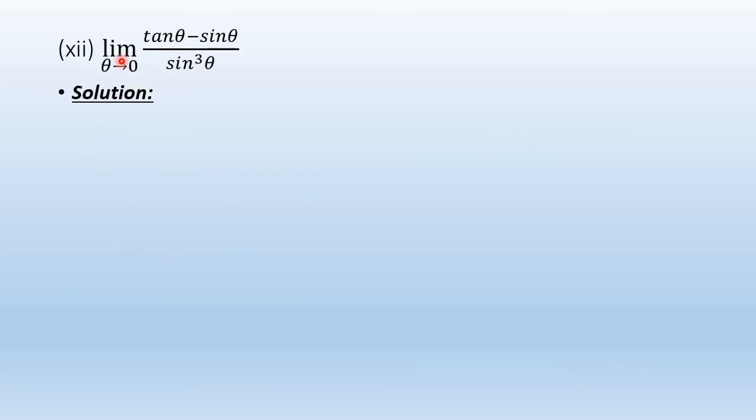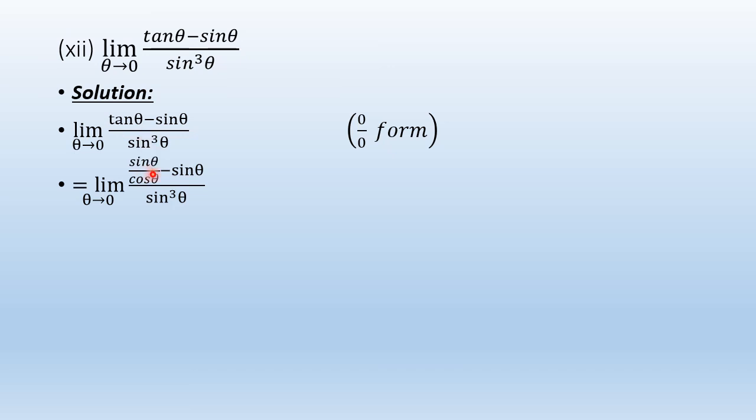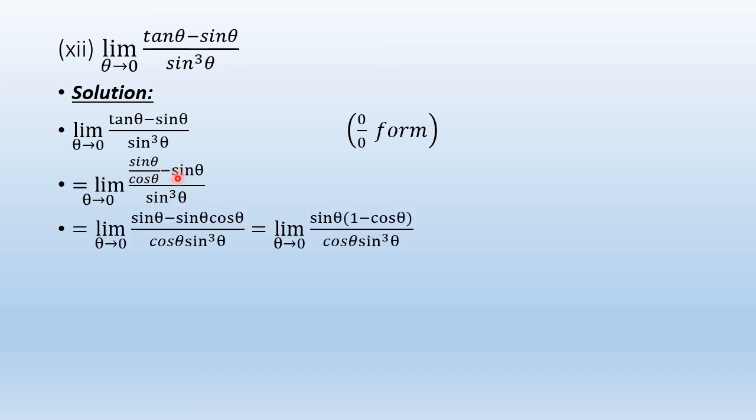Next part, limit when θ tends to 0, (tan θ minus sin θ) by sin³ θ. What do we observe? That if we apply the limit directly, we get 0 by 0 form, which is not defined, so it is not acceptable. So what do we do? We change this tan into sin by cos. You see, I can take the LCM. So I took the LCM, sin θ minus sin θ into cos θ divided by cos θ, but then I write this cos θ here. You can see it there.